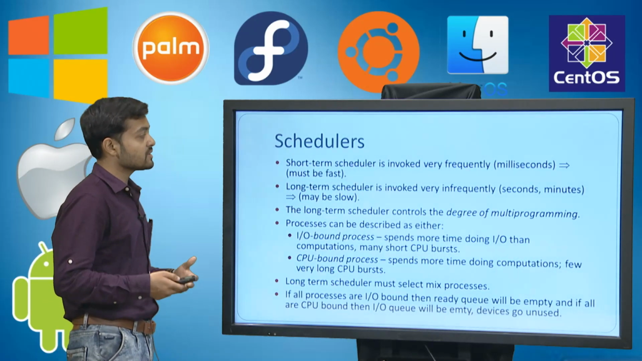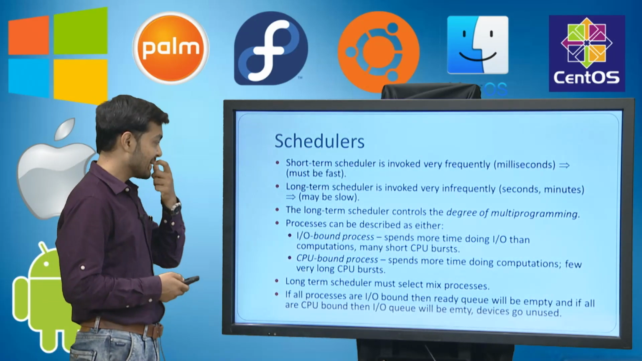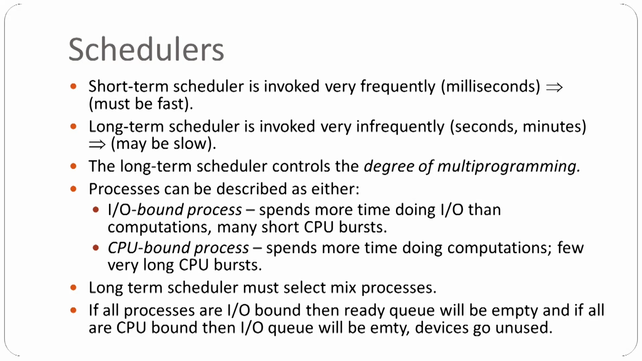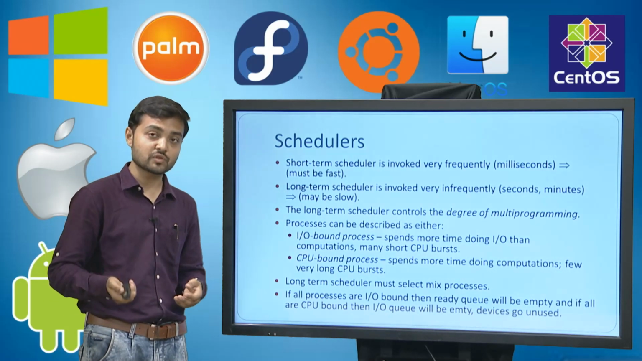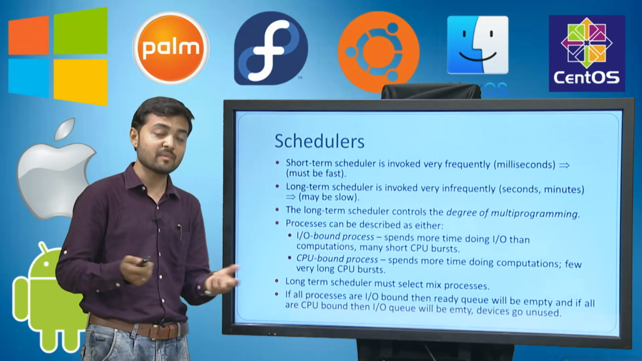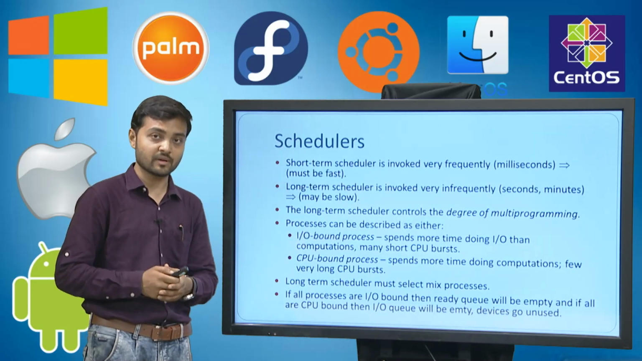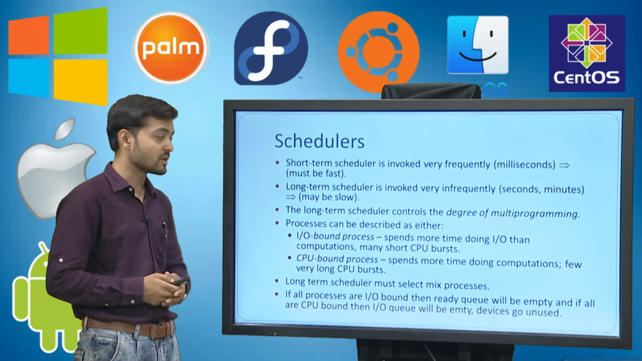The short-term scheduler is invoked very frequently, mostly in milliseconds, whereas the long-term scheduler is invoked very infrequently, mostly in seconds or minutes. The long-term scheduler controls the degree of multiprogramming, because multiprogramming means the number of processes residing in main memory. That is called the degree of multiprogramming, and that is handled by the long-term scheduler.